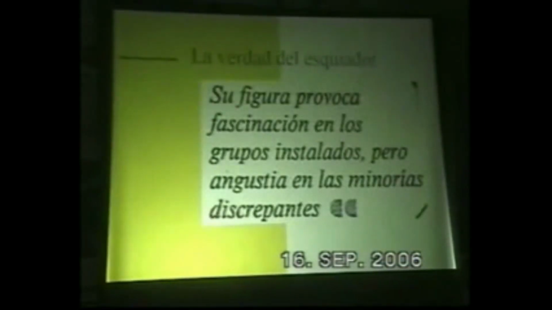By the way, I wanted to mention something that fits in with this. It says, his figure provokes fascination in established groups, but anguish in dissenting minorities. Why anguish in dissenting minorities? Why can it be? What do you think? Because this minority doesn't want to play marbles? No, it is referring to someone who does not agree with what they are proclaiming.